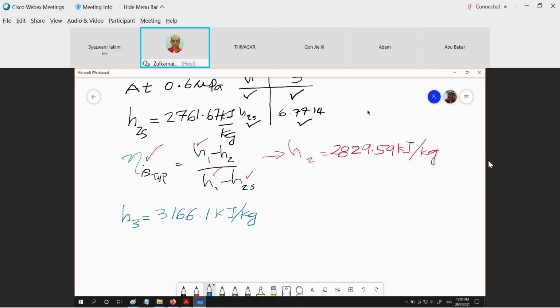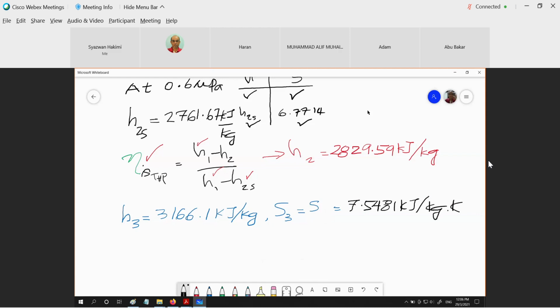Do you think that we need the S3? Yes. Why? To find S4, because S3 is equal to S4S. So what is the value of S3? S3 is 7.5481 kilojoule per kilogram Kelvin. So this is S4S.